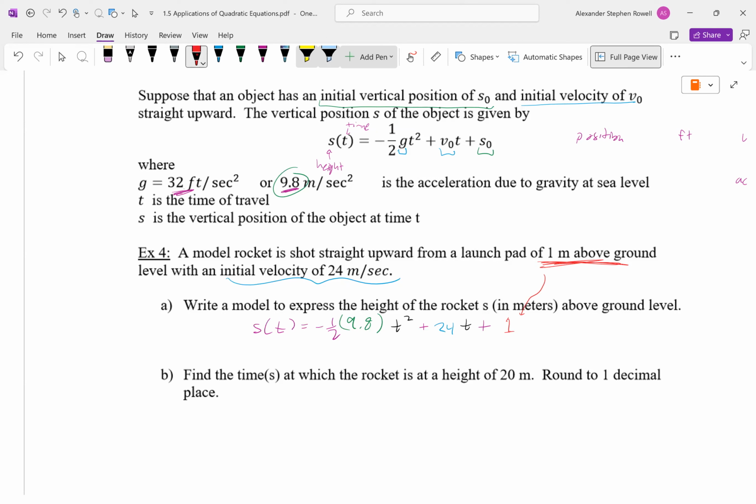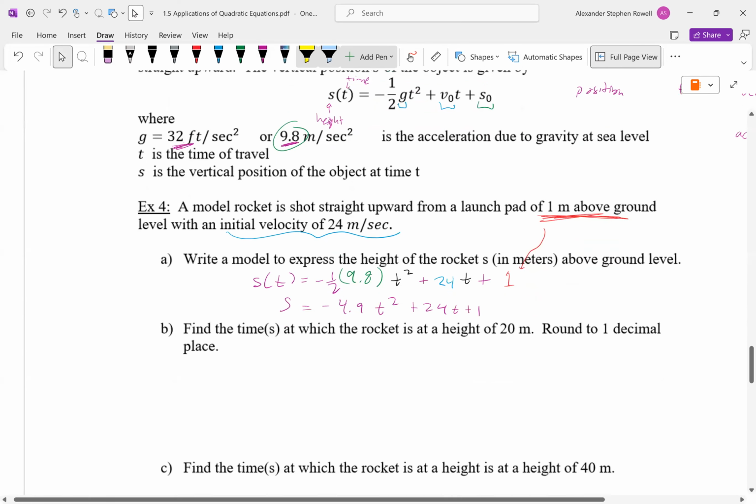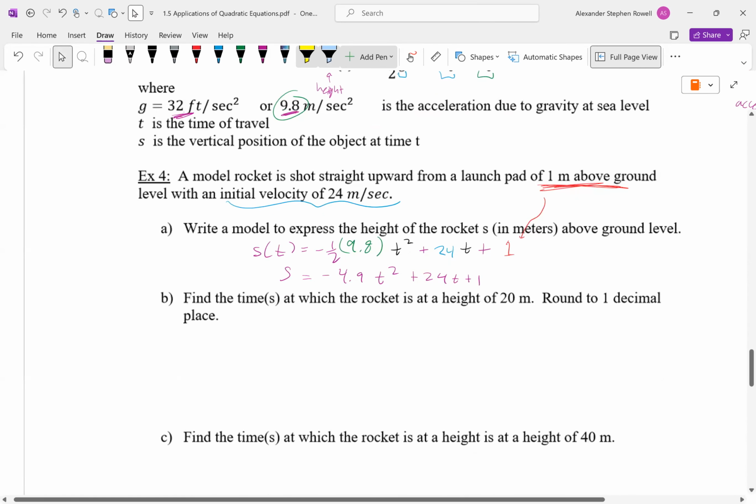Okay. Any questions about this? So this is function notation. S of t tells me that t is the independent variable. Sometimes I just put s. That's fine also. Oh, that would be -4.9 t squared plus 24t plus 1. Okay, so that's just plugging into our formula.